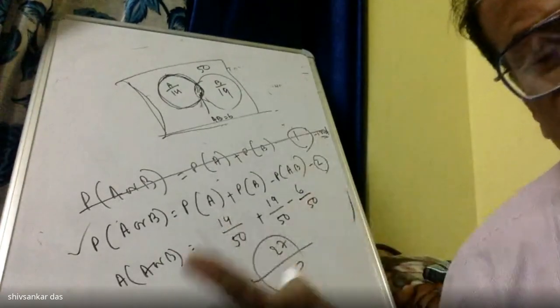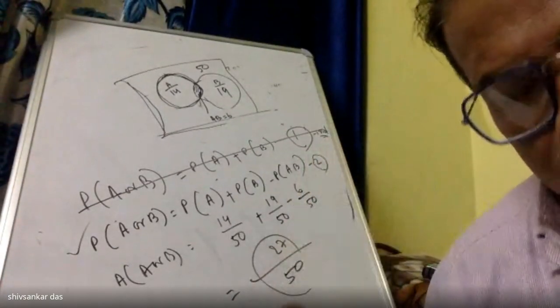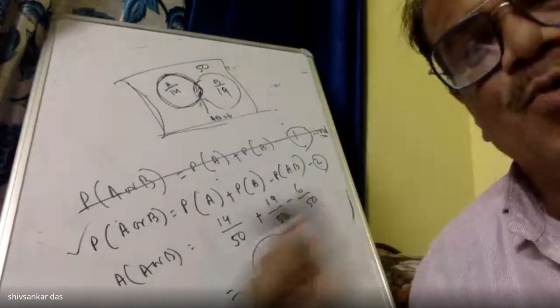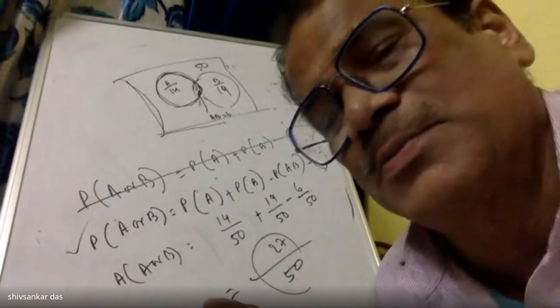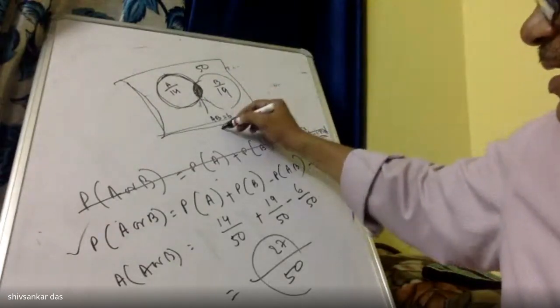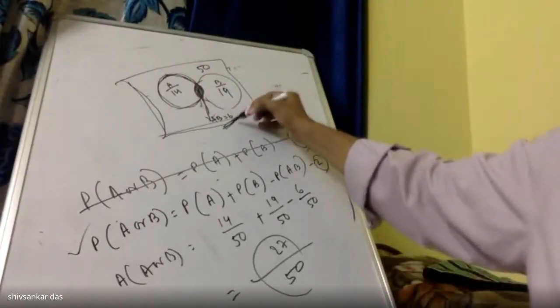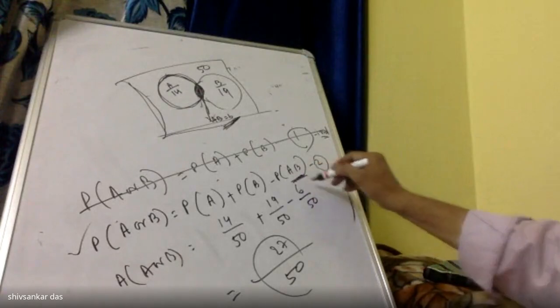In case of probability, it should be less than 1. When you are calculating probability, keep it in mind that it should be less than 1 or maximum 1. Where does the 6 by 50 come from? This overlapping area is 6. This is AB, and AB is 6. So minus 6, that is probability of AB. Okay. Thank you, sir.